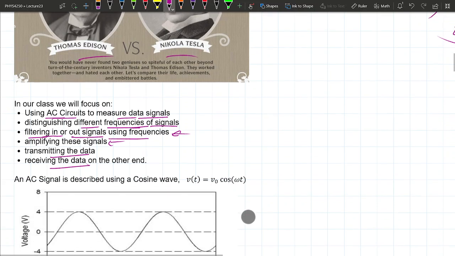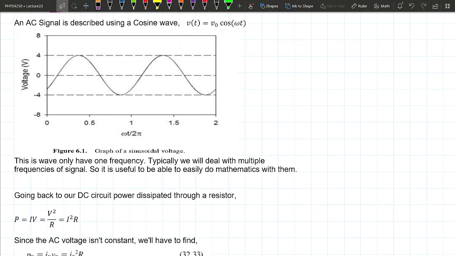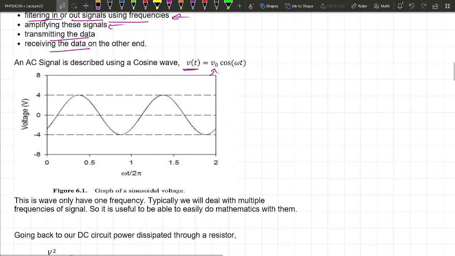So back to general physics. An AC signal is a cosine wave. It goes up and down, and it's described by voltage as a function of time, so it changes. That's why it's alternating. It has some amplitude, remember, how high it goes and how low it goes. This is the amplitude of the wave.